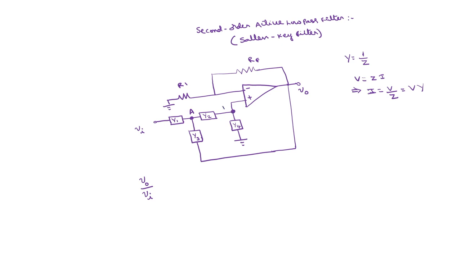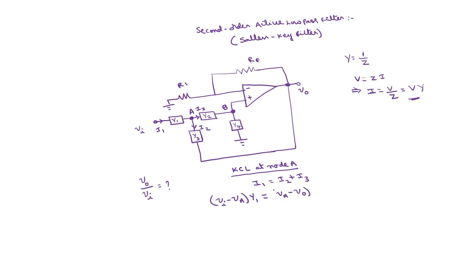This is node B and the voltage here is VB, and this current you call I1, this current I2, this current I3. KCL at node A: I1 is the current entering, I2 and I3 are leaving, so I1 is equal to I2 plus I3. What is the expression for I1? This voltage is VI, this voltage is VA, so I1 is VI minus VA into Y1. I2 is VA minus V0 into Y3.